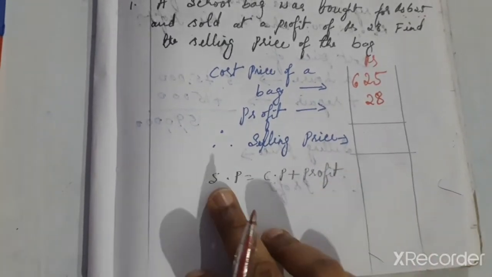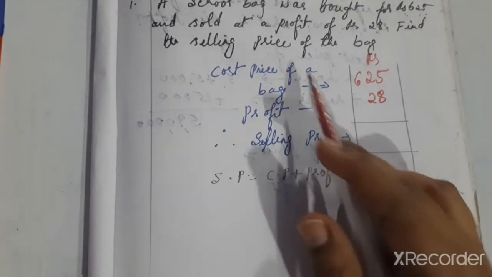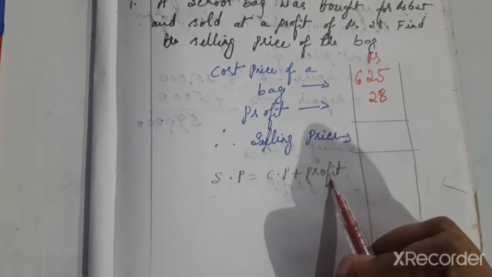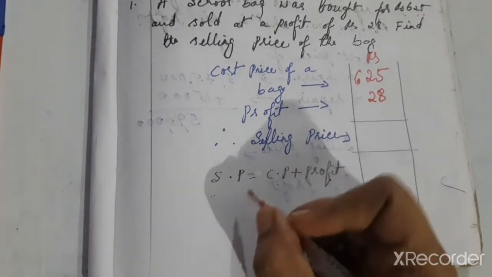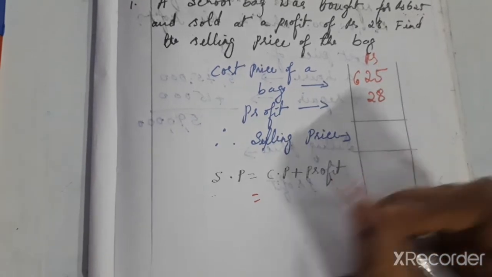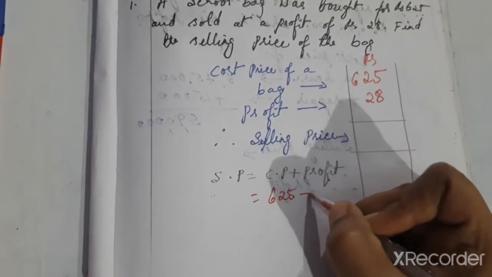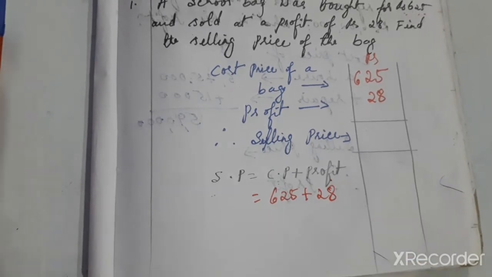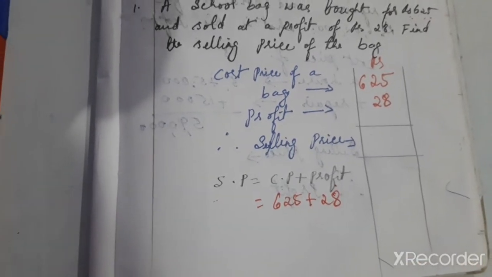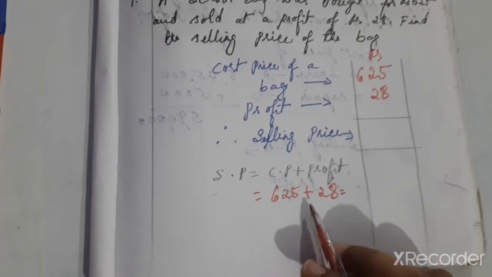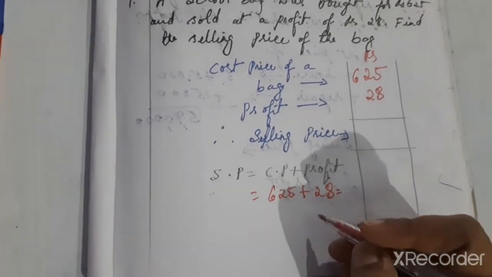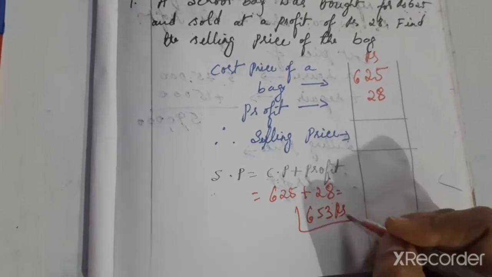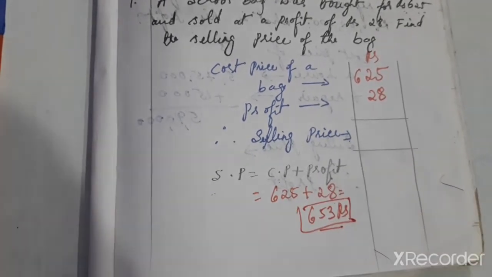Then selling price. When profit and cost price are given, the selling price formula is cost price plus profit. This is a formula you have to learn properly. So what is the cost price? 625 plus 28 as profit. We have to add 625 plus 28, so the total is 653 rupees. This is the answer, 653 rupees.